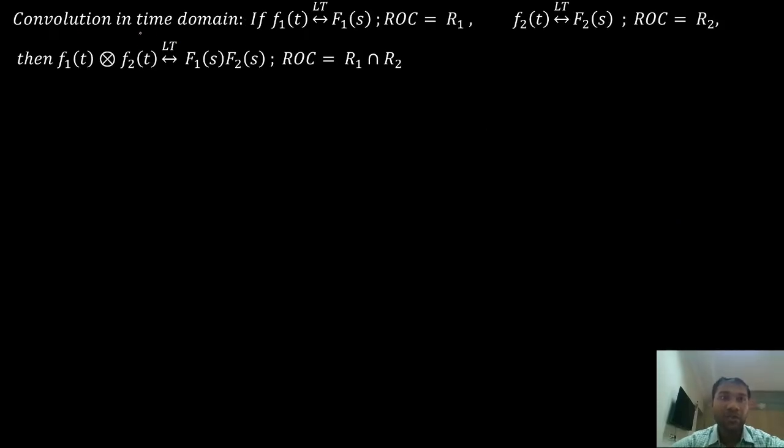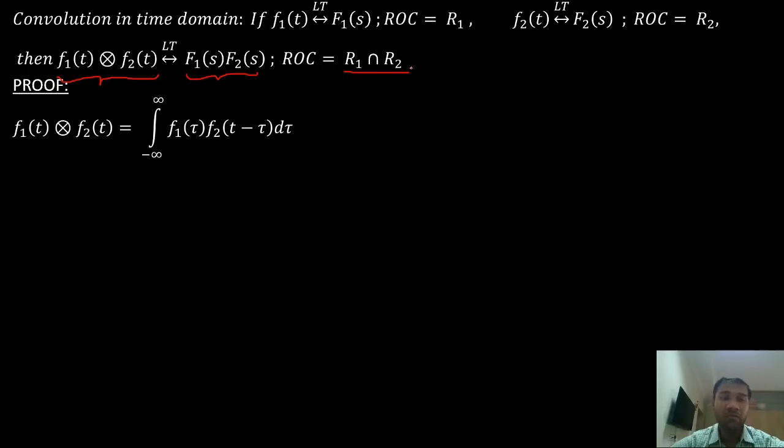Then we have convolution in time domain. What happens if you convolve two signals in time domain? What happens to the frequency domain in Fourier transform? It is nothing but multiplication of individual Fourier transforms. It is the same here. If I convolve two signals in time domain, the Laplace transform is the multiplication of individual Laplace transforms. And the ROC is now the intersection of the individual ROCs, just like what we did in the linearity property. So the proof is very similar to what we have done in Fourier transform.